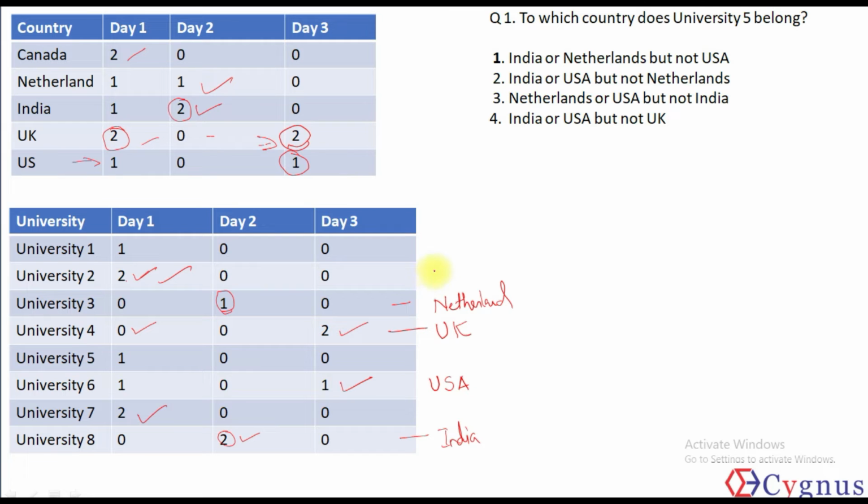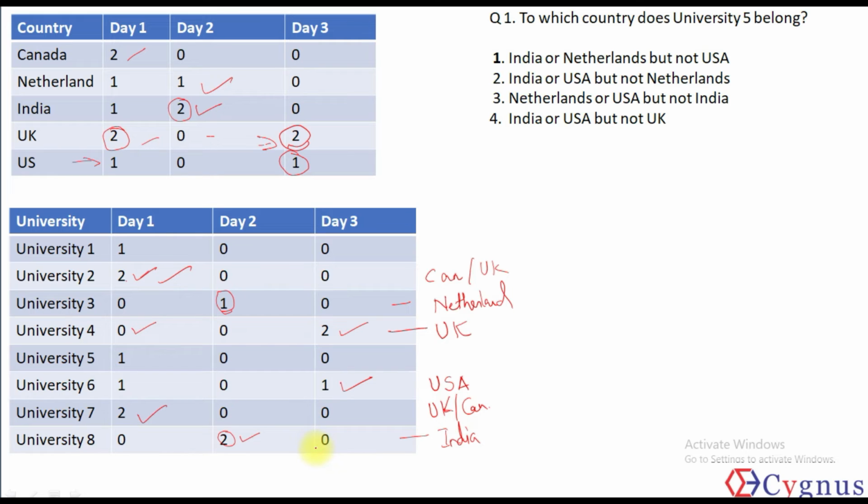So what I can write here, university 2 belongs to Canada or UK. Similarly, the next one is university 7. This belongs to either UK or Canada. So I'm left with only 2 universities, that is 5 and 1. Okay, 5 and 1. So what can be said about 5 and 1?